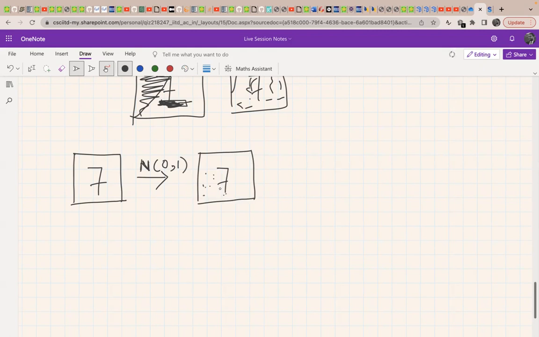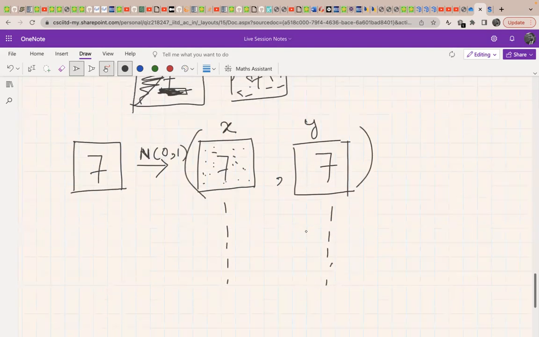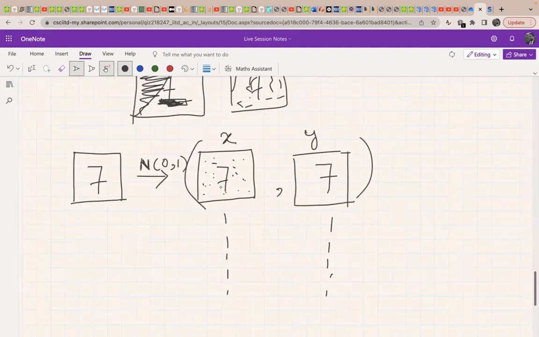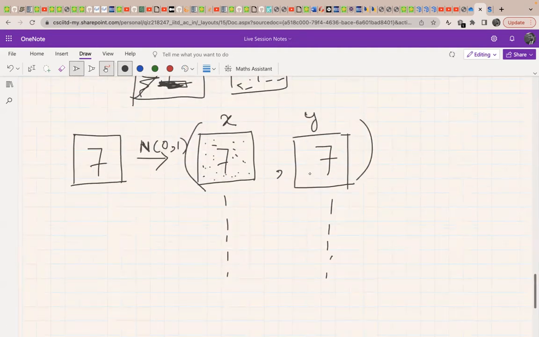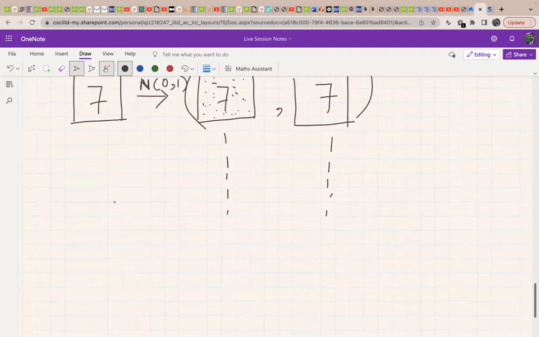We get noisy samples. So this will be my X, and my Y will be the corresponding 7, but clear. Similarly, I will do it for 3, 2, 1, everything. And now we'll get these noisy images and the corresponding clean images. So how to train this? Initially this noisy 7 will be passed to the encoder.